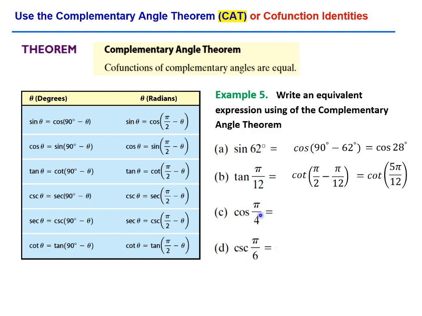Next is cosine pi over 4. I think this is easy because the complement of pi over 4 is pi over 4 again. So cosine pi over 4 is equal to sine pi over 4. Or to have a solution, the cofunction of cosine is sine, and then subtract pi over 4 from pi over 2, and you will get pi over 4. See, they are equal. Okay. Next is cosecant pi over 6. The complement of pi over 6 is pi over 3 because pi over 6 is 30 degrees and pi over 3 is 60. So for cosecant pi over 6, the cofunction of cosecant is secant, and then subtract pi over 6 from pi over 2 and you will get secant of pi over 3. Okay, so that's it.